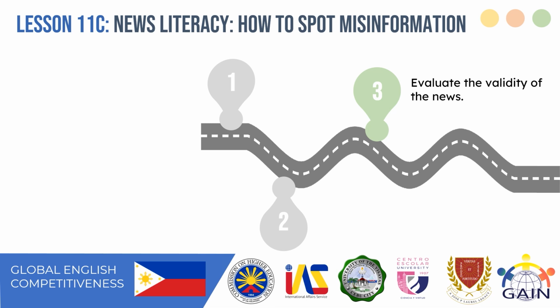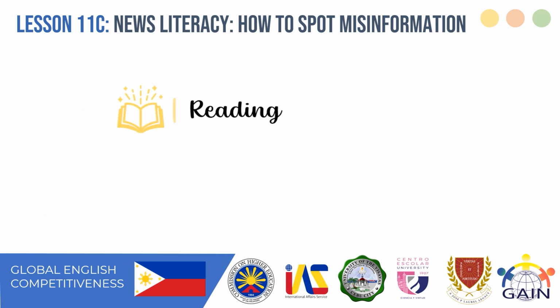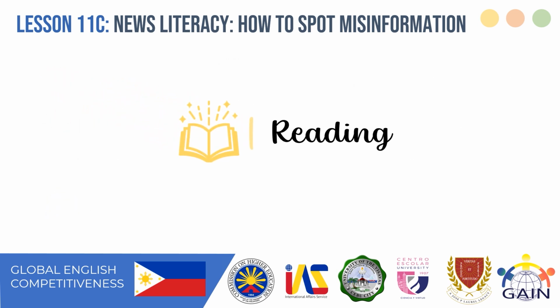We are now in Lesson 11C, News Literacy, How to Spot Misinformation. To help us achieve our third objective, this lesson is subdivided into 4 sections: reading, vocabulary, grammar, and writing. Without further ado, let's jump to our reading activities. Now, evaluating the validity of the news can be quite challenging. Luckily, there are tips on how to do it. Read this article with me.